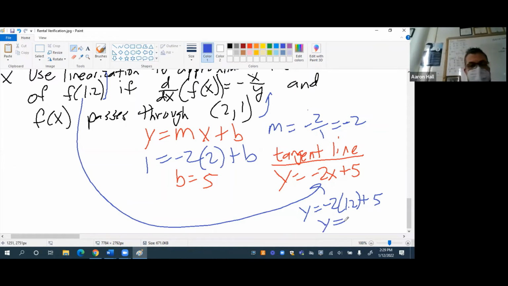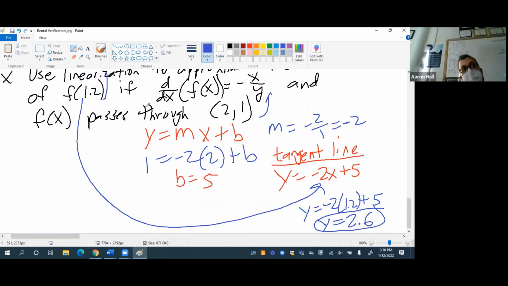Who has a calculator? -2.4 plus 5. So this part here becomes -2.4 and then plus 5. Yeah, positive 2.6. Yep, there you go. That's the answer. That's my linear approximation.